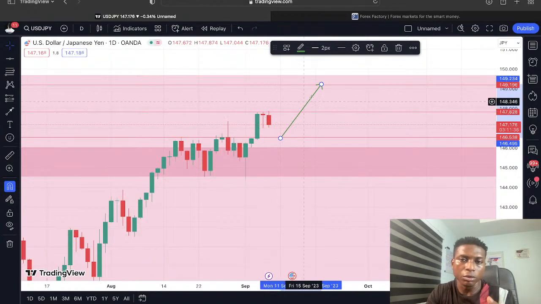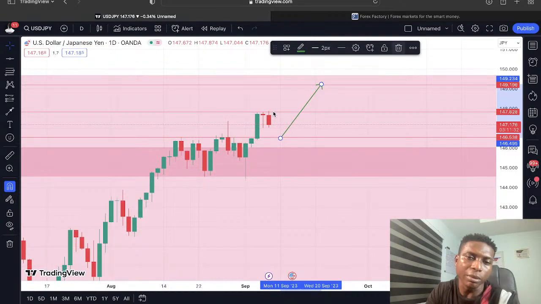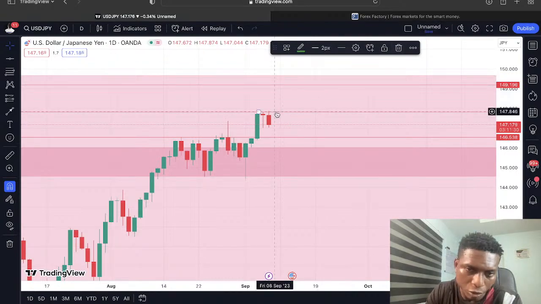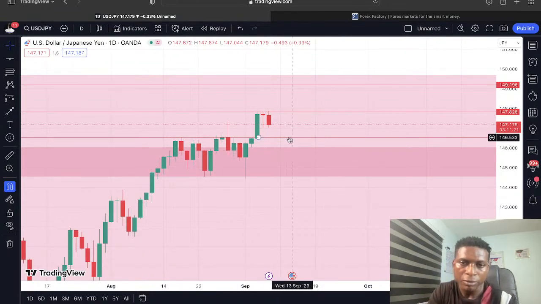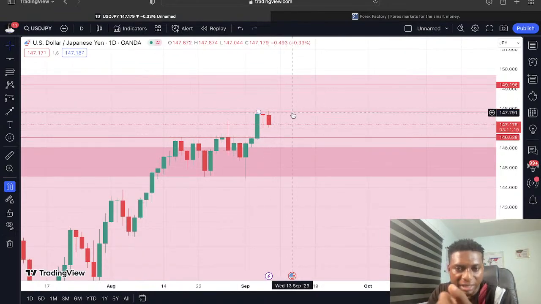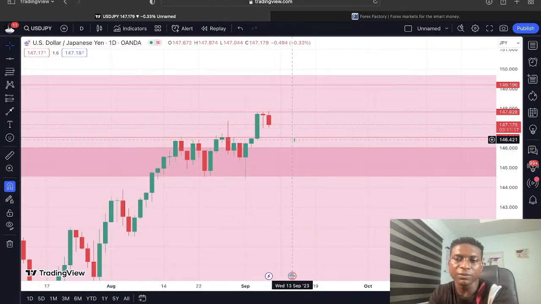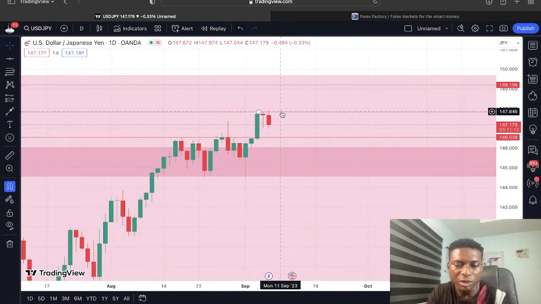So you can either set a buy stop here, or you set a buy limit here. You can set a buy limit at 146.538 and set a buy stop at 147.828, which is here: buy stop here, buy limit here.